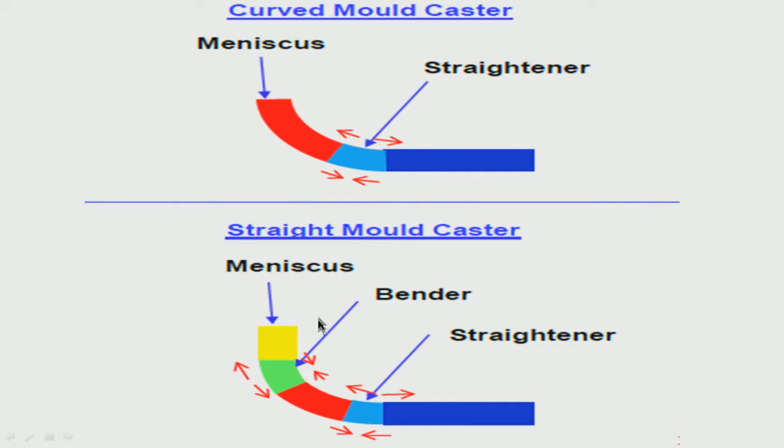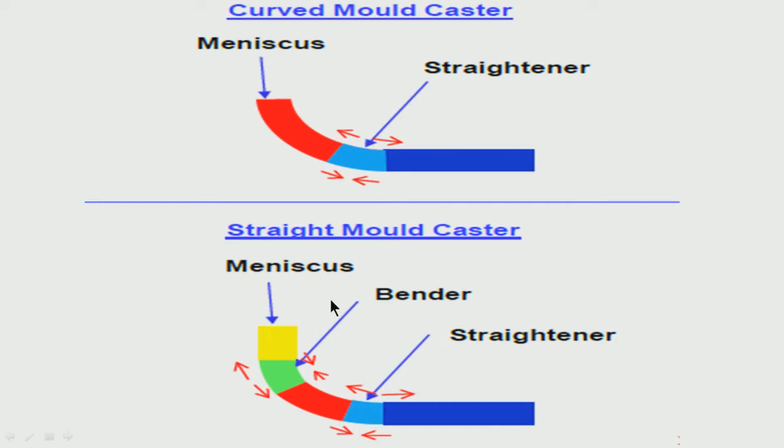During bending some stresses, again during straightening some stresses. This is for a vertical mold. For a curved mold there is only straightening, because no bending is necessary. Already the mold, because of its curvature, it is already getting bent when it is coming out of the mold. The shell is already bent. So only straightening of the strand is necessary. So the amount of stress generation is relatively less for a curved mold compared to a vertical mold.